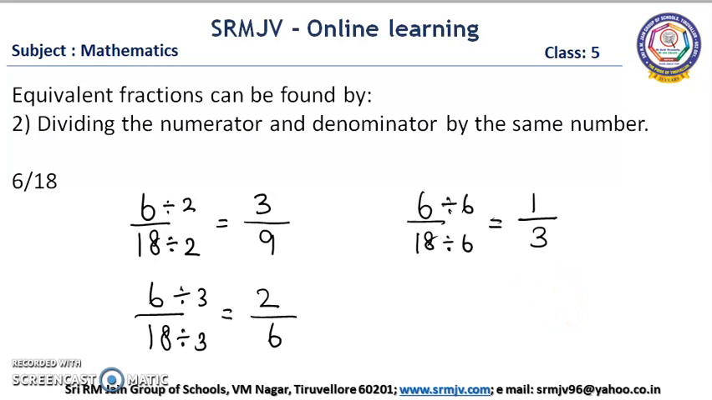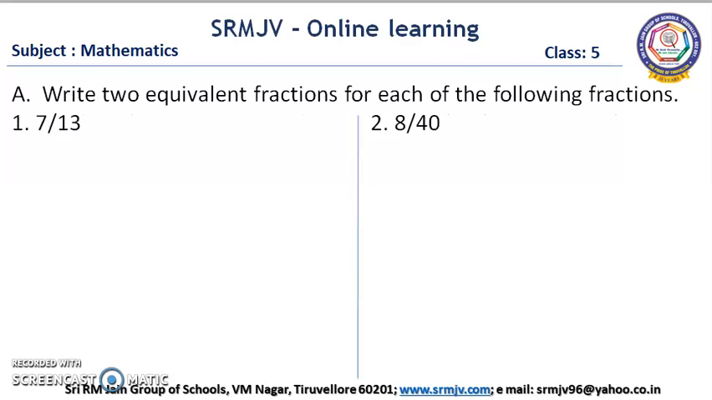Is it clear, children? Shall we start the exercise? The first question is, write two equivalent fractions for each of the following fractions. For the given fractions, we are going to find two equivalent fractions. The first one is 7 by 13.